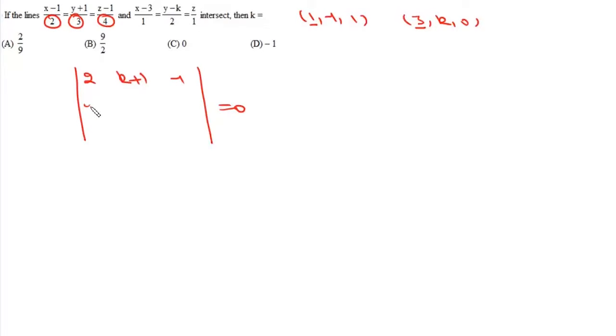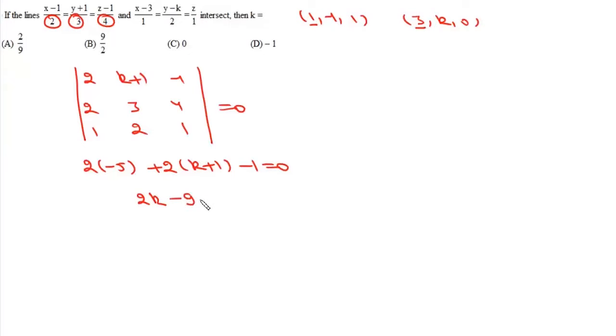and then the direction ratios of the two lines. So it is 2, 3 and 4, and here it will be 1, 2 and 1. Now we expand this determinant, we'll get 2 times (3 minus 8), so it will be minus 5. Now next one is 2 minus 4 minus 2, so it will be plus (2, k plus 1) and then it will be 4 minus 3, so it is minus 1, equals 0. So we'll get this as 2k, and this is minus 11 plus 2, which is minus 9. So the value of k is simply 9 by 2, and that's your option B.